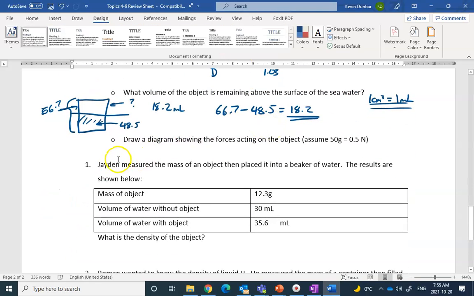So if we draw a diagram showing the forces on the object, well, we would have a 0.5 Newton force down and a 0.5 Newton up. Because this is a mass, this would be the equivalent weight on Earth. And it's floating in the water there.